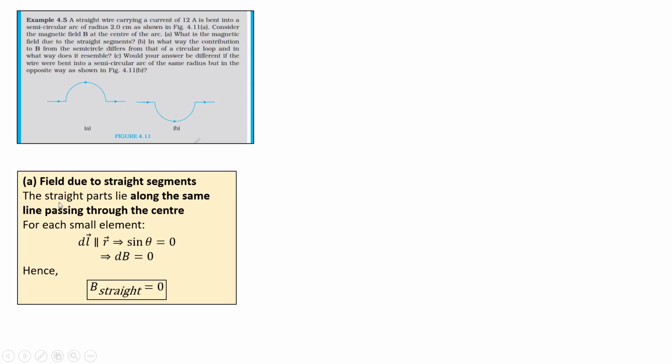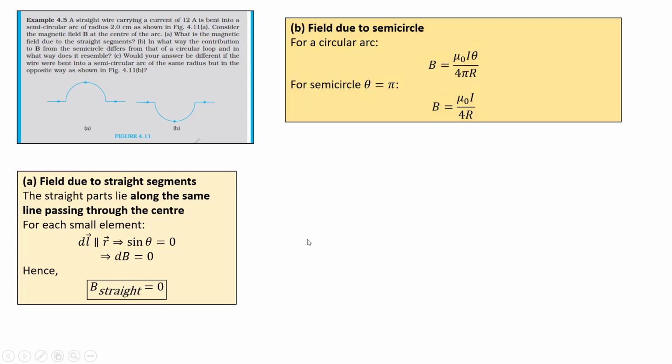The straight part lies along the same line passing through the center. See, suppose this is the center, it is passing through the center in the same line. In other words, dl is parallel to r. dl is parallel to r, therefore sin theta equals 0. Therefore, the magnetic field is 0. Due to the straight portion, there is no magnetic field.